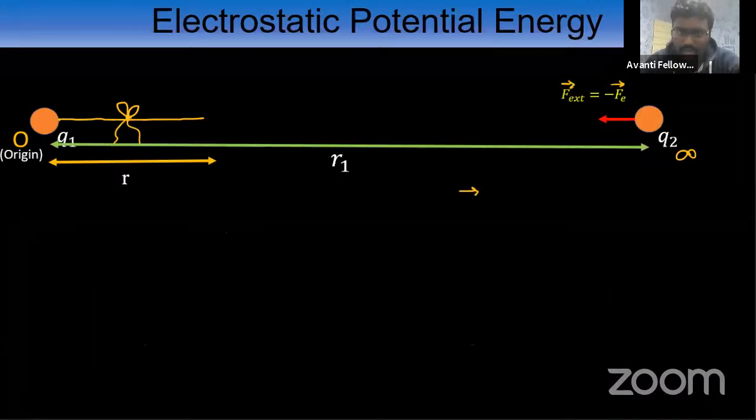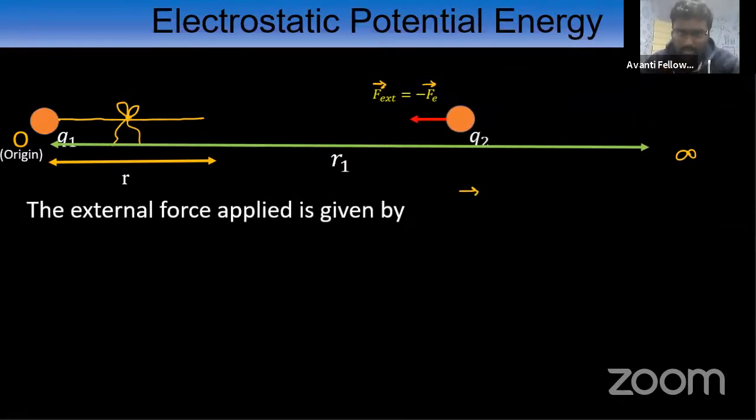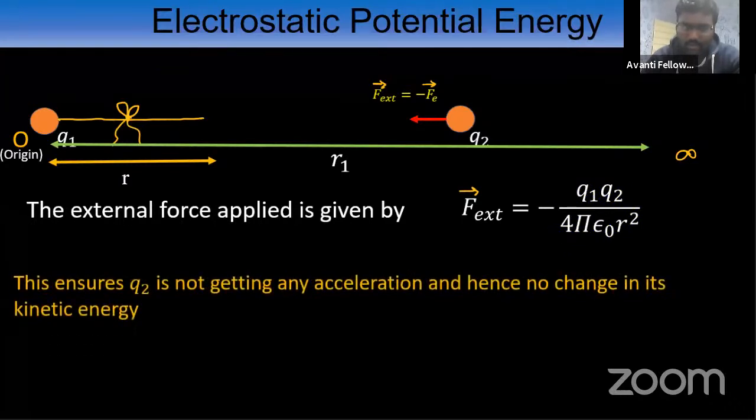Now say I'm applying this force, what happens? This Q2 moves back near this position. The external force applied is given by, correct Samrat, cool, superb, minus of k times q1 q2 by r square, or that is minus of q1 q2 by 4 pi epsilon naught into r square. Now what do we get from this?